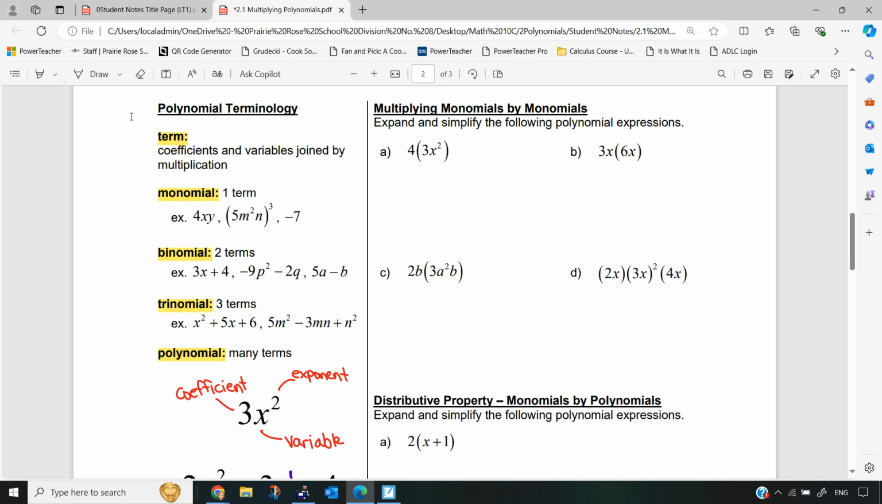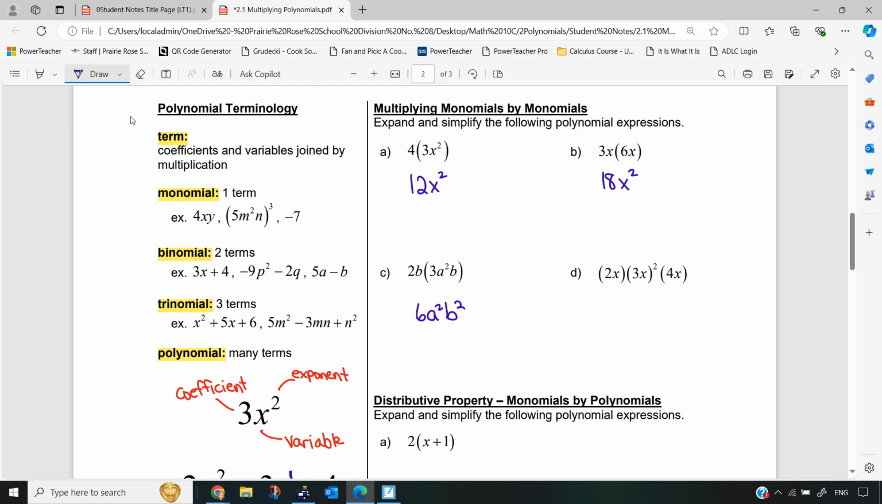This is something that should be familiar to you as we already did this in a previous unit. So we have 4 times 3x squared, 12, and x squared. 3x times 6x, 3 times 6 is 18, x times x is x squared. 2b times 3a squared b, 2 times 3 is 6, a squared, and b times b is b squared. Notice again, I'm writing this in algebraic order, so I'll typically write that in alphabetic order.